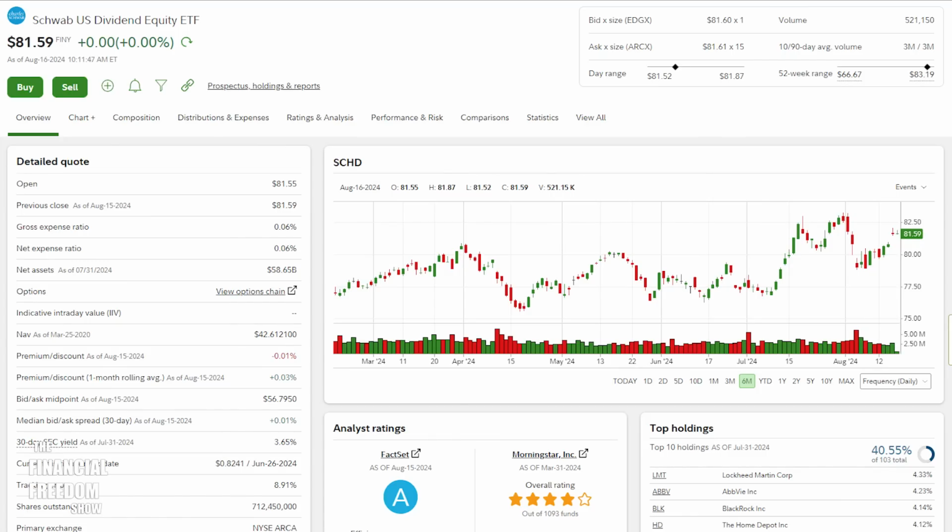SCHD is particularly suitable for income-focused investors, retirees, or anyone looking to build a reliable income from dividends. It can also be a great option for those looking to balance income with potential capital appreciation over the long term. However, if you're seeking higher growth potential or are more comfortable with taking on additional risk, you might want to explore other options such as growth-oriented ETFs.